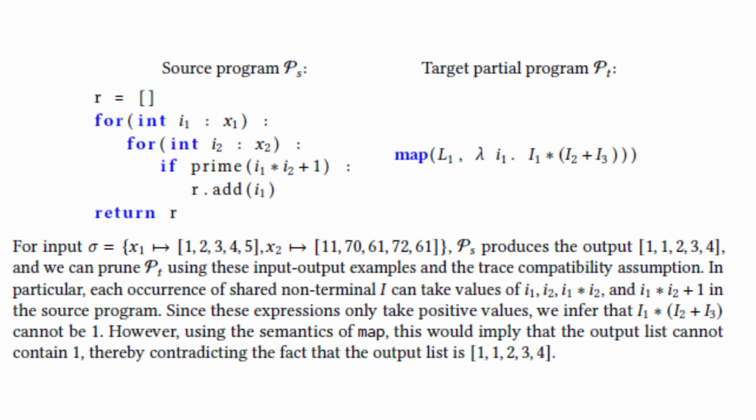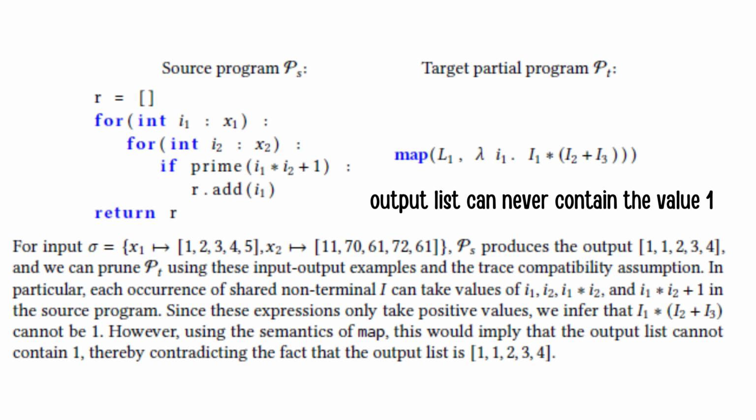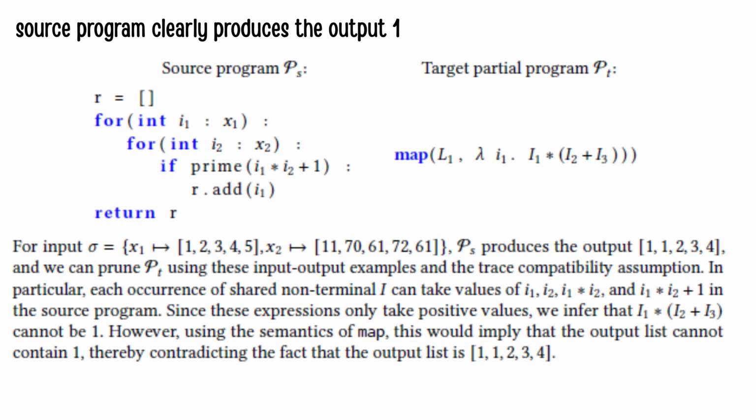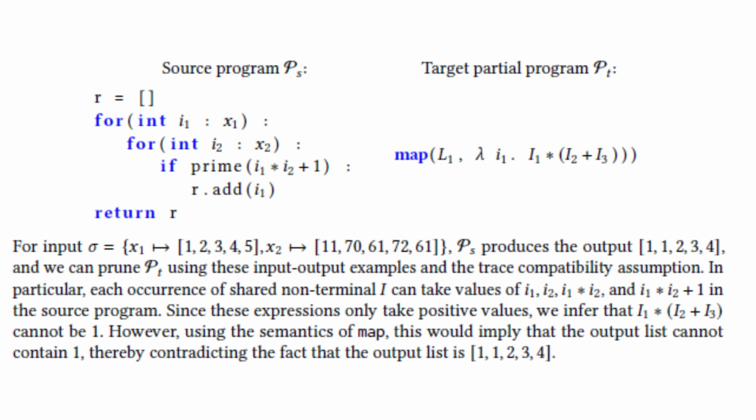The paper illustrates this idea with an example involving two integer lists. The source program searches for certain numbers that satisfy a mathematical condition involving primality. Now, suppose the synthesizer proposes an incorrect functional program. Using the execution trace of the source program, the algorithm already knows the range of values that certain shared expressions can produce. When these values are propagated through the proposed functional program, the algorithm discovers that the output list can never contain the value 1, but the actual source program clearly produces the output 1. Since this contradiction cannot be resolved, the partial program is immediately discarded without exploring any further completions.